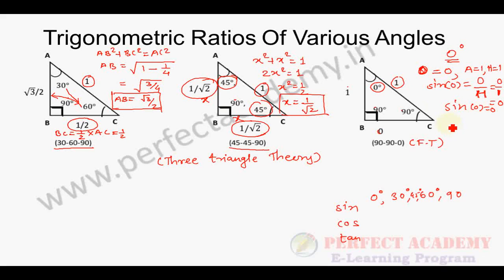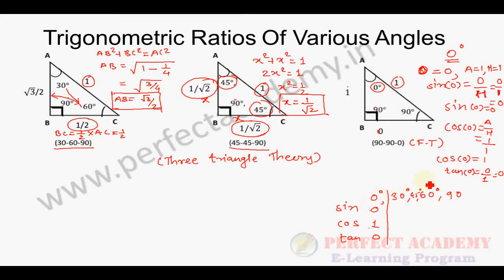Well, cos of 0 has to be adjacent by hypotenuse. Here in this case it is 1 by 1, so it should be 1. So cos of 0 has to be 1. So sine 0 is 0, cos 0 is 1. Now tan is sine by cos, right? You can calculate even by basic definition. Tan is opposite by adjacent, that is 0 by 1 in this case, so it will be 0. Or you can calculate tan as sine by cos, 0 by 1 is 0. So by using this triangle I can find out the trigonometric ratios for 0 degree.